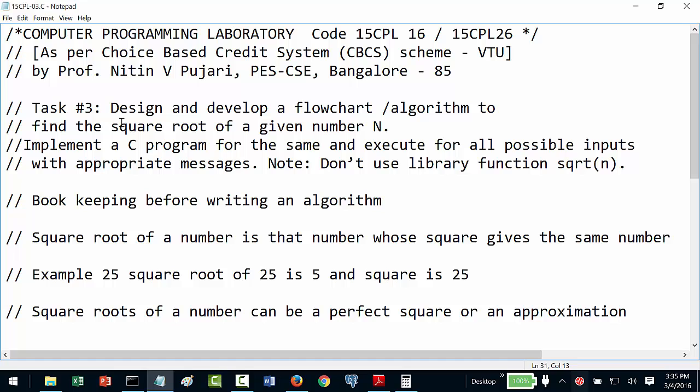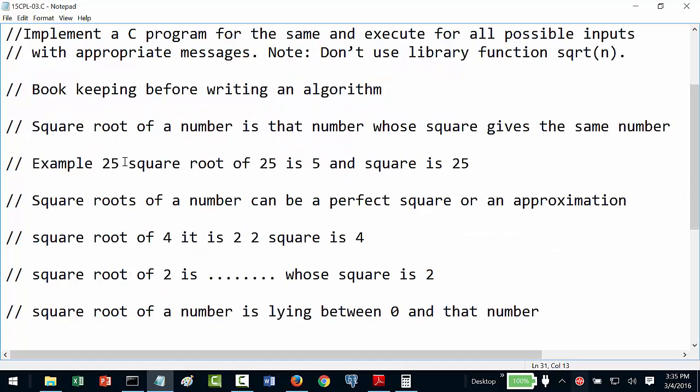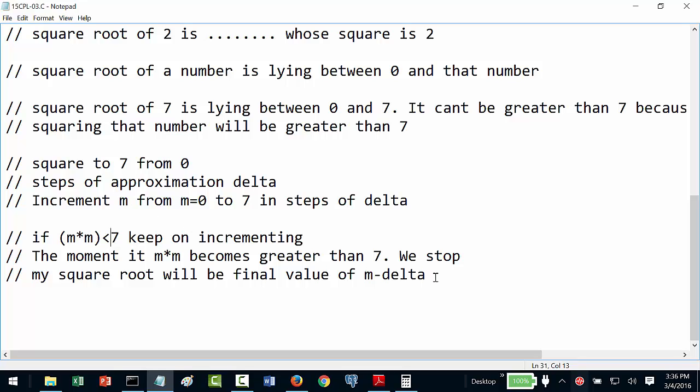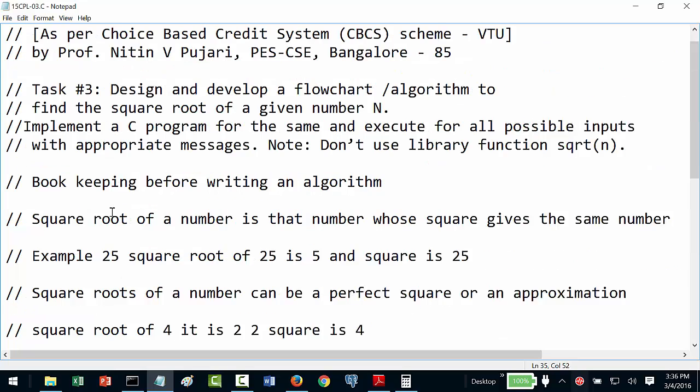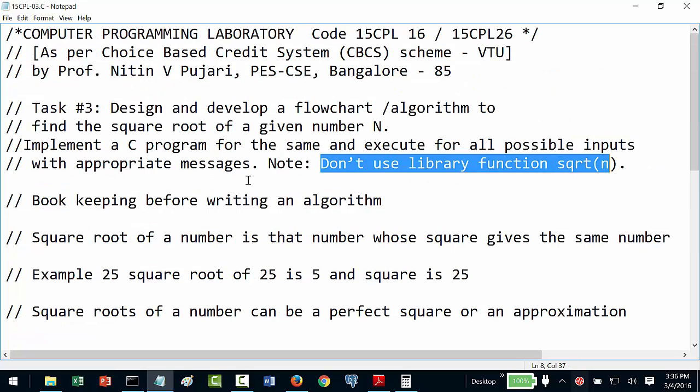If you have not understood this logic, please go back, rewind and understand this concept. In fact, there are other methods to find the square root of a number as well, such as the Newton-Raphson method, which is out of the scope of this program, since it is a first year computer lab program. We will look at the simple approximation method. As long as we are not using the built-in library function, it does not matter what method you follow.